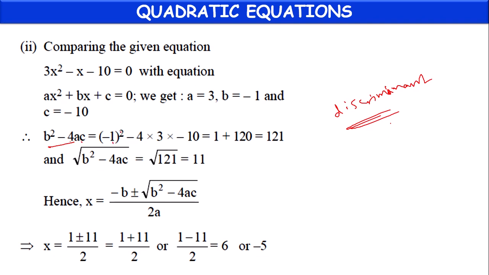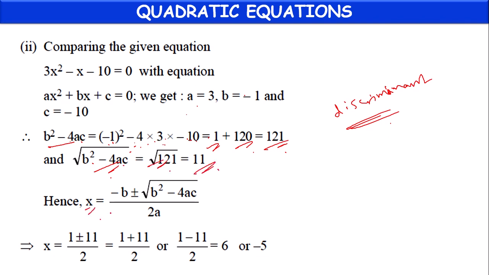Let's substitute the values. b value, minus 1 whole square. 4 into a value 3, c value minus 10. Minus 1 square is 1. Minus into minus plus, 4 into 3, 12. 12 into 10, 120, which is 121. Next, root of b square minus 4ac, root of 121, which is 11.